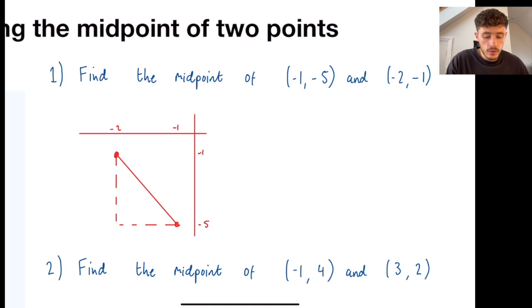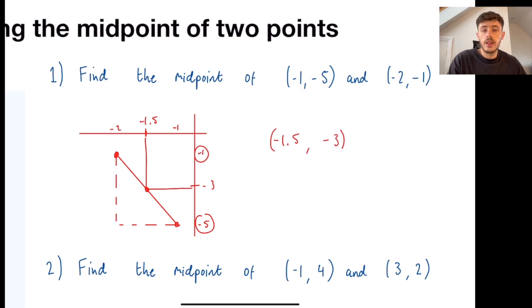Now for this one, logically, we can look at each of the coordinates completely separately, and we know that the midpoint of -1 and -5 is going to sit at -3, and the midpoint between -2 and -1 is -1.5. So naturally, the midpoint of this line is going to be at -1.5, -3, and that is our final answer.